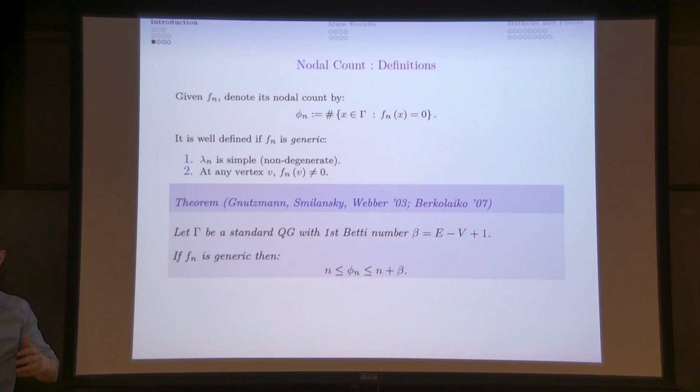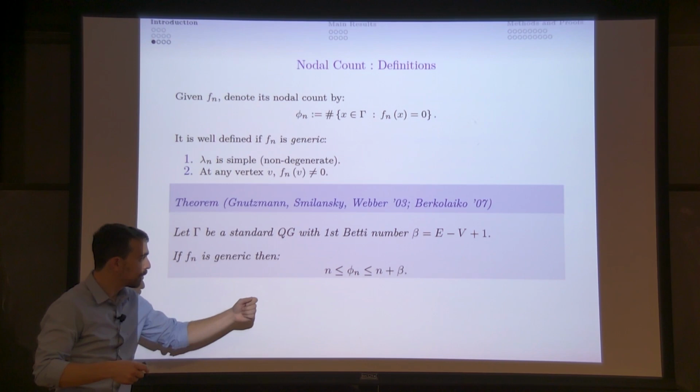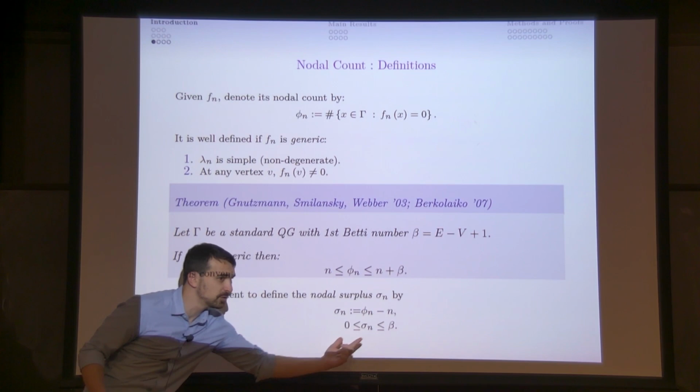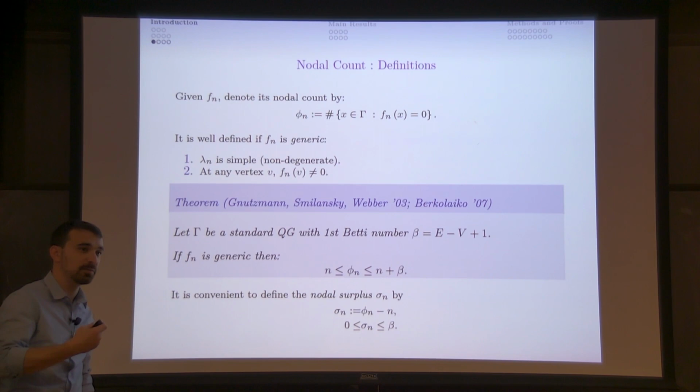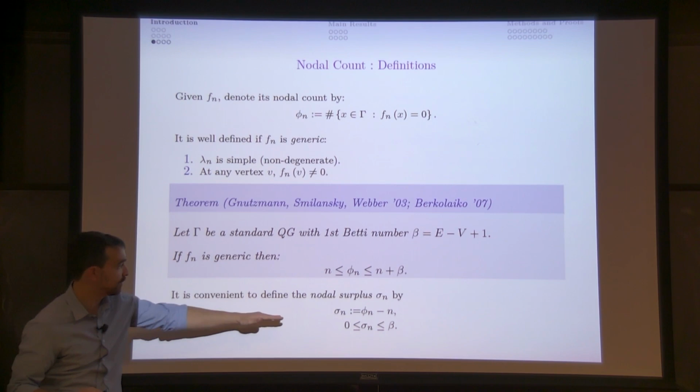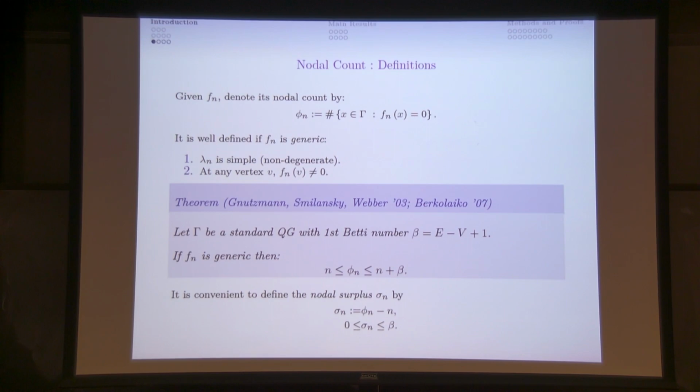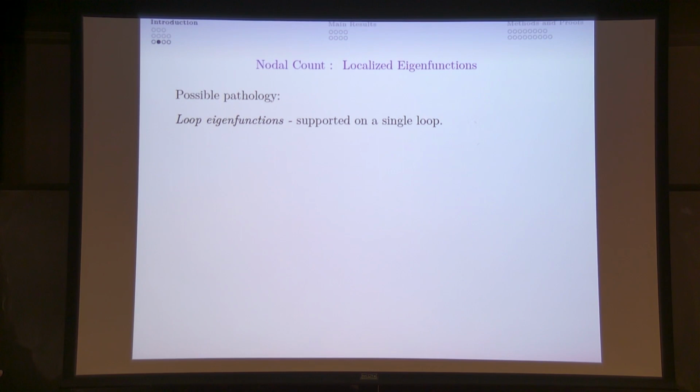Exactly. So it's obvious, it's up to some kind of implicit functions, but we can work with that. But the main thing is that we still have here some kind of a bounded deviation, which is the thing we're after and trying to look at how this bounded deviation would oscillate. And so this bounded deviation, we call it the nodal surplus. And throughout this talk, when I'm talking about the nodal statistic, I'm actually talking about the statistics of this deviation.